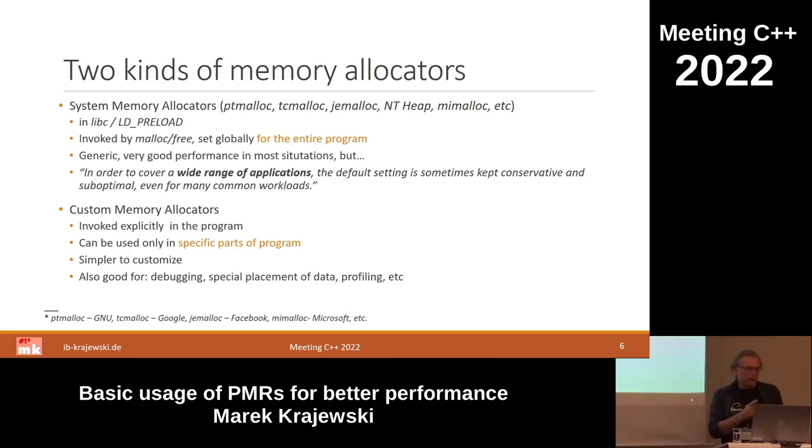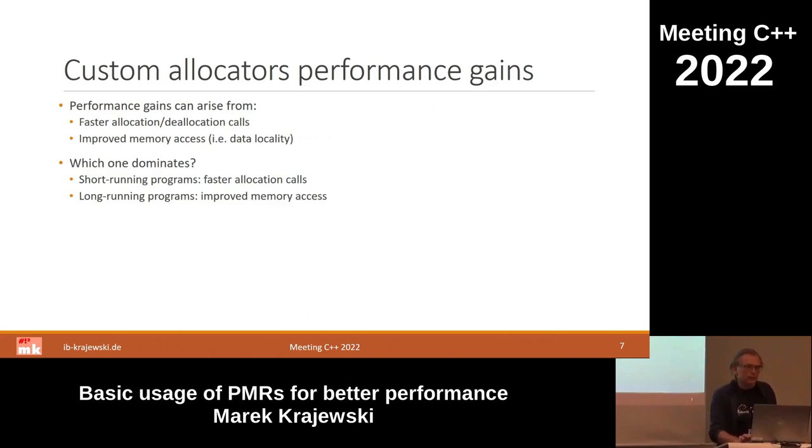Custom memory allocators we must include explicitly in our program, programmatically. But they can be applied only to specific parts of the program. They are simple to customize, and they provide not only performance, but can also simplify debugging. They can provide special placement of data, profiling of memory allocation, and so on. So what is the wiggle room for memory allocators?